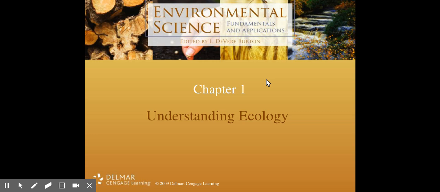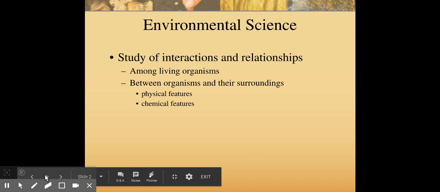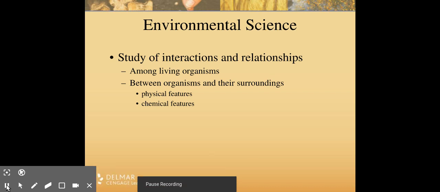So the first chapter of environmental science is about understanding ecology. So first of all, environmental science, the study of interactions and relationships among living things and the things around them. So it might be physical things in their environment, like a tree or a pond, or it might be chemical interactions, like plants using photosynthesis to make food.